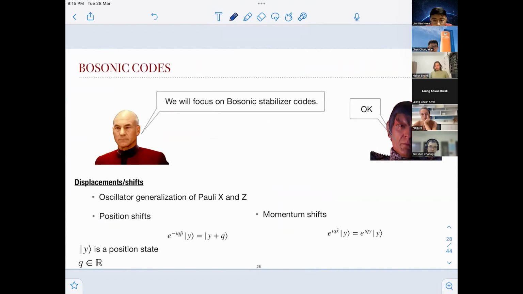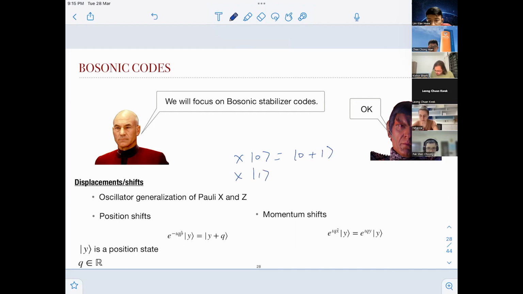Okay. So when we talk about bosonic codes, we will focus here on bosonic stabilizer codes. To define that, first we need to define this oscillator generalization of X and Z. There are two objects here. The first is this thing called a position shift. You can think of it as similar to the X operator. For example, in the case of qubits, when X acts on 0, it gives you 0 plus 1.